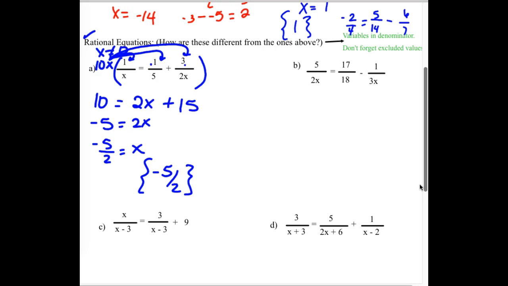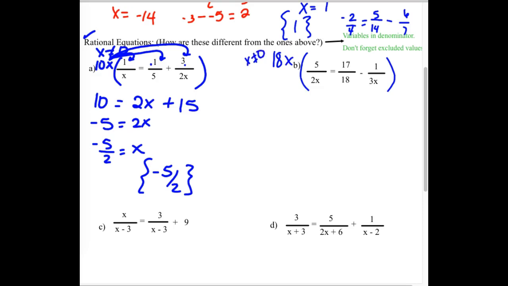I'm going to pause the recording. I want you guys to try at your tables. Question B. What's our LCD? Good, 18x. What's our excluded value? All right.